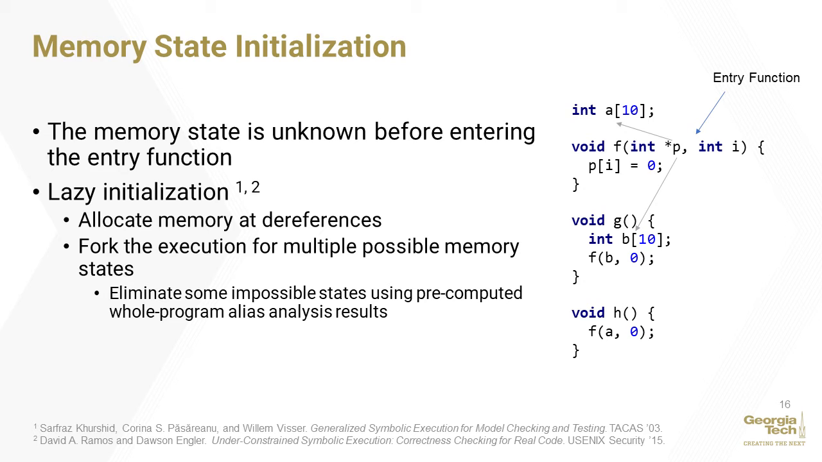The code shown on the right is an example of this problem. The entry function f takes in a pointer and writes to it. The pointer can point to two different places if f is called from different functions g and h. And during symbolic execution, we need to consider both cases. Inspired by previous work on lazy initialization, we adopt a mechanism that allocates memory lazily at dereferences of symbolic pointers. When multiple memory states are possible at one dereference, we fork the execution to accommodate them.